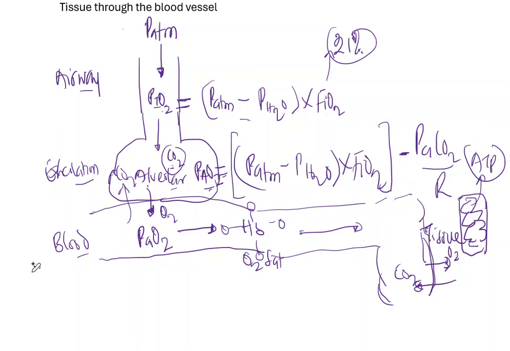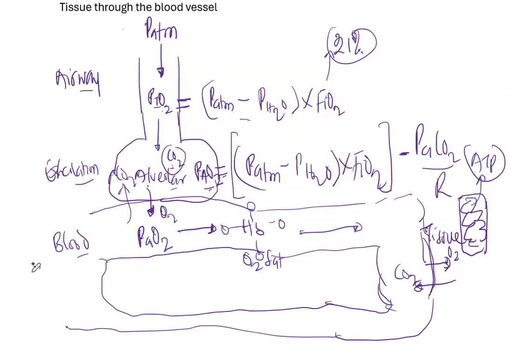So now, remember the oxygen has gone to the tissue in exchange for CO2. So this deoxygenated blood is now going to go back into the vein, right? And then from the vein, it's going to return back to the heart. And then from the right side of the heart, it's going to go back to the lungs for oxygenation. And then the cycle continues again, right?